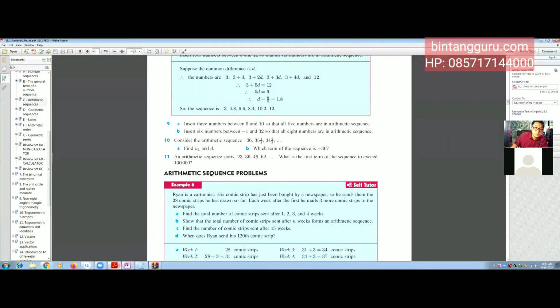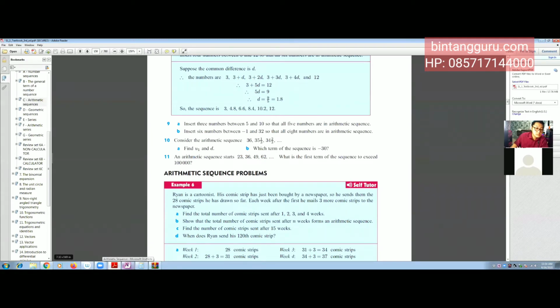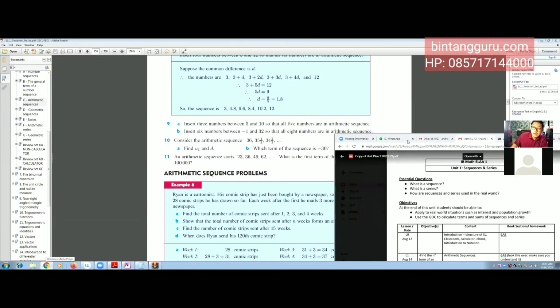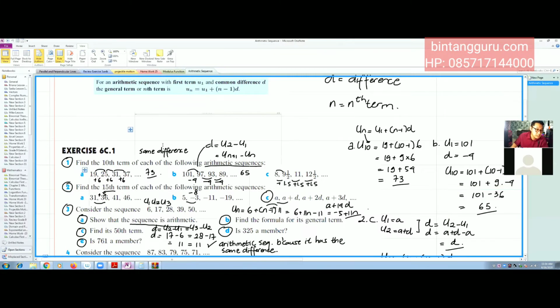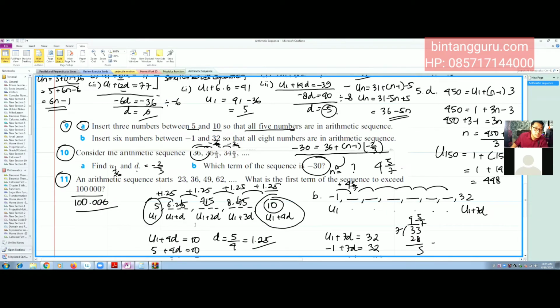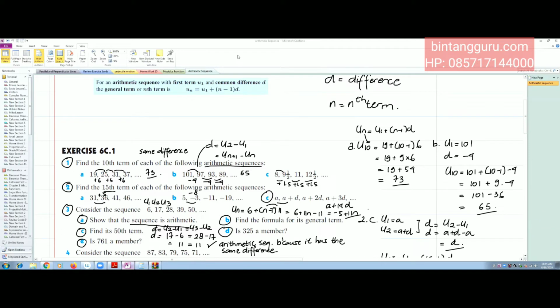So your unit plan is which one? This one. Okay, so your unit plan is 6C, number 2, 4, 5, 7, 8, and 10. How many minutes will you do for it? Maybe 20 minutes, I think. 30 minutes, okay, you could do 30 minutes. I already gave you the answers, and I already demonstrated most of this, so you could also see from this. I will mute. If you have a question you could raise your hand, or you just talk.